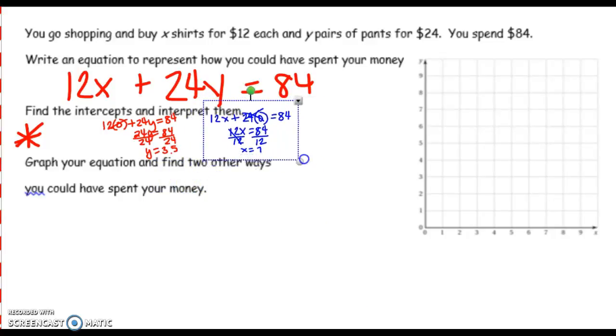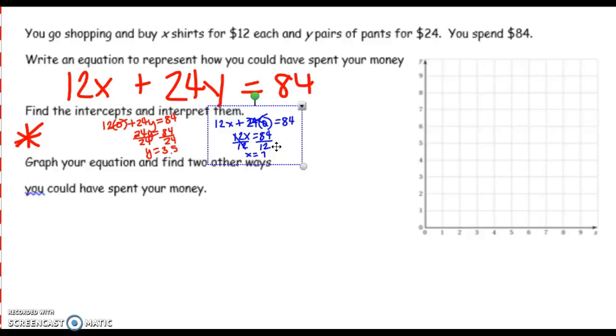And there we go. What this is telling me is that since x is my shirts and y is my pants, if I just bought shirts, I would be able to buy 7 of them. So on my x-axis, I'm going to go over to 7 and plot a point. And then it tells me that if I just bought pants, I could buy 3.5 pairs. So I'm going to go to my y-axis and go up to 3.5 and plot that point.